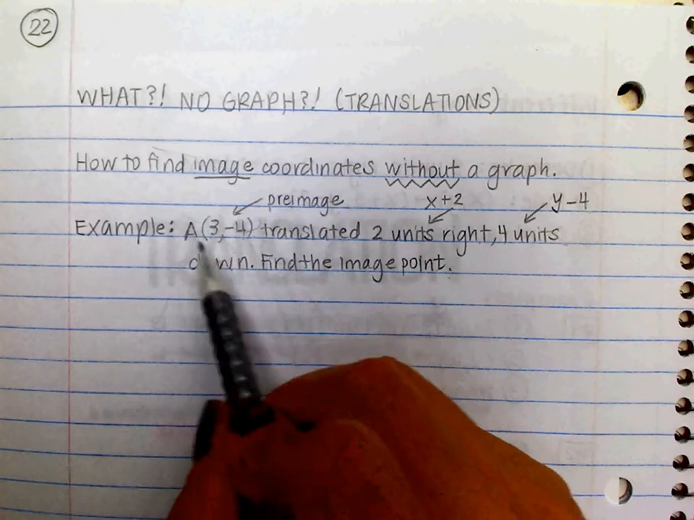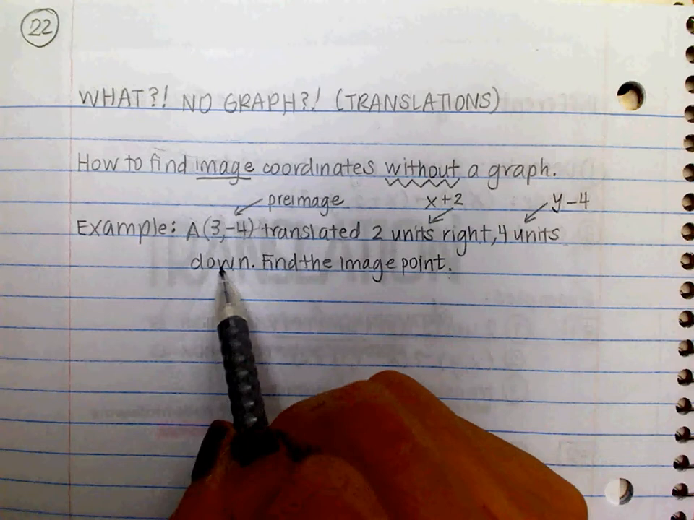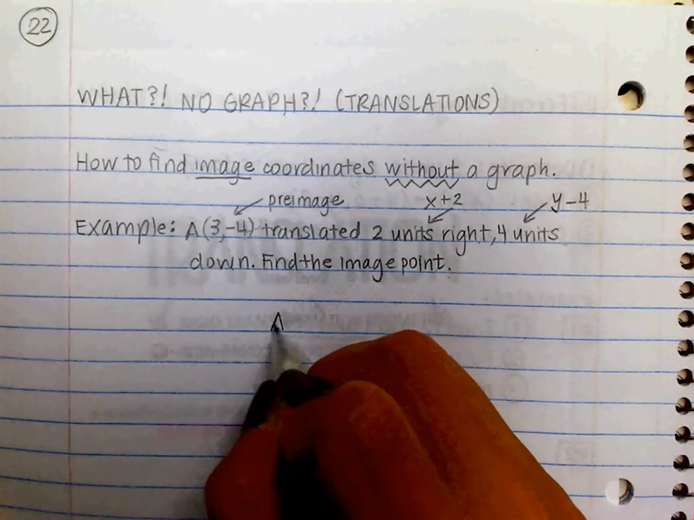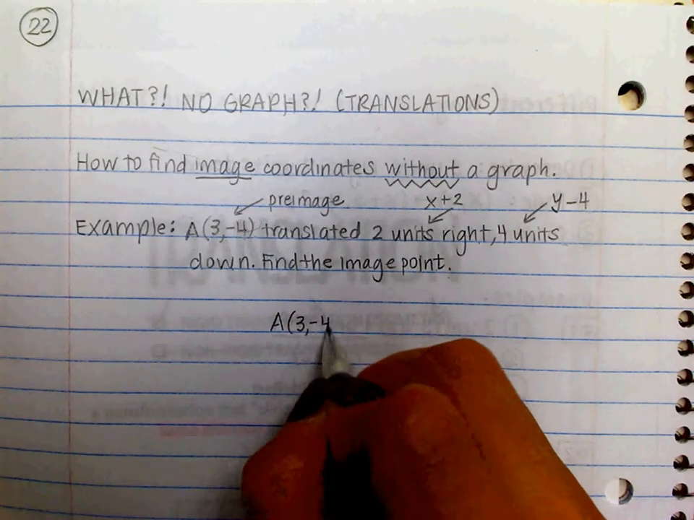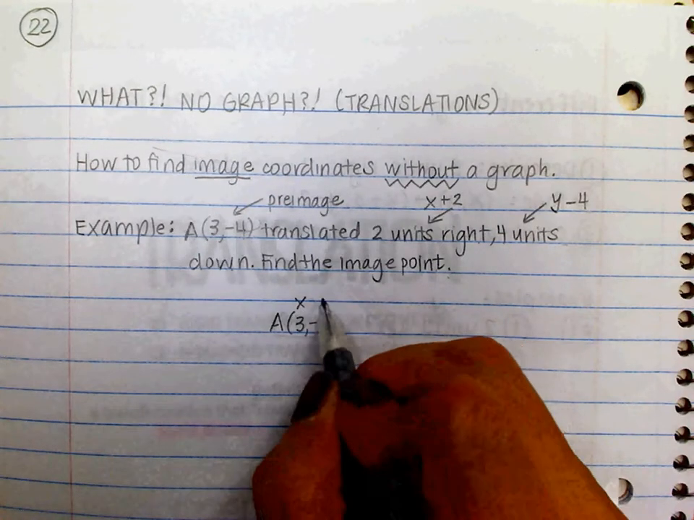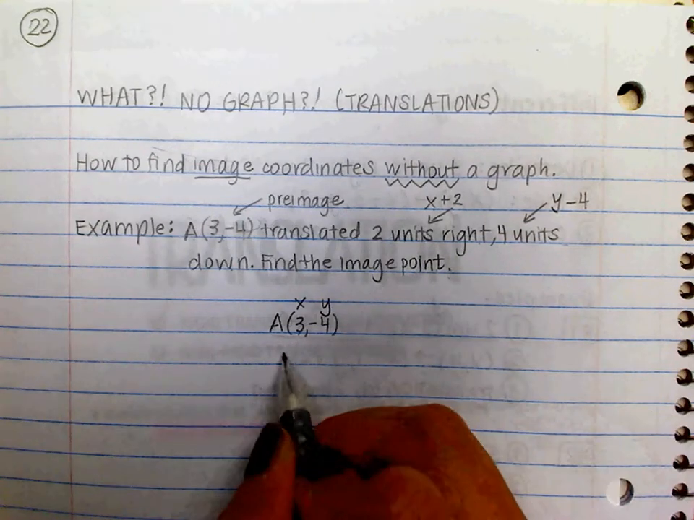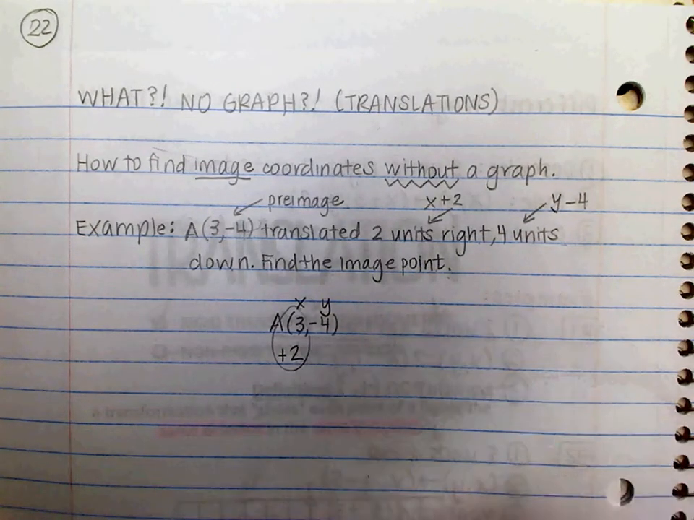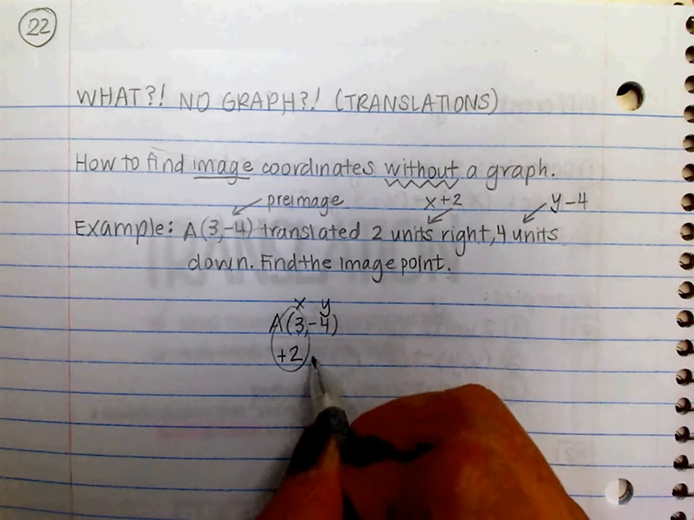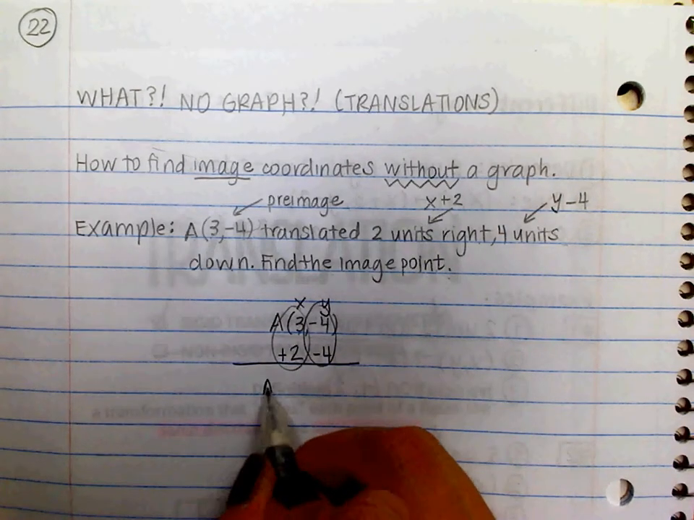So this is my original coordinates. If I translate it 2 units right and 4 units down, I'm going to get my new coordinates. So how does that work? It would look something like this. Here's my A with coordinates 3, -4. That's my pre-image. Now, this is my X and this is my Y. So the X is going to change by adding 2 to it. So it's going to go 2 to the right, and I'm going to add that. And then since the Y is changing by going down 4 units, you're going to go to the Y and go down 4 units. So literally I'm adding that to find my A prime.